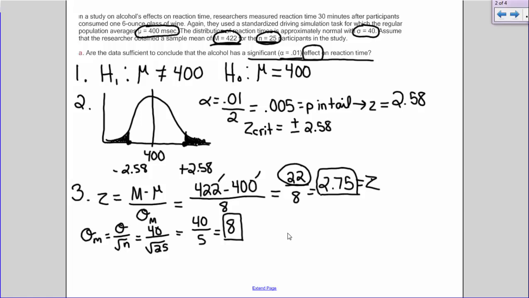So now for step 4, we need to state our conclusion, or make our decision and state our conclusion. So for making our decision, we need to either reject the null or fail to reject the null. And then that decision is going to inform our conclusion. So in this case, any value in these critical regions, any value for z that's greater than 2.58 or less than negative 2.58 will reject the null.